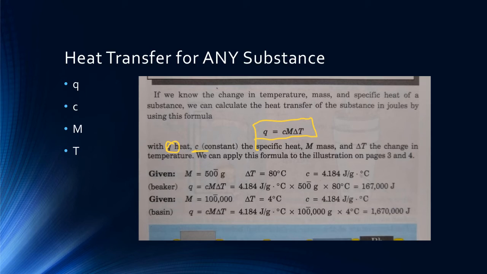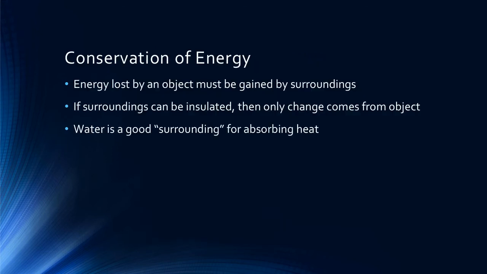1,670,000 joules, whereas the beaker of water, which is about the size of a coffee mug, would be 167,000 joules, even at the higher temperature. So even at the higher temperature, we have less thermal energy, joules, than a basin with a lot more water in it at a lower temperature, 4 degrees Celsius, okay? Just an interesting factoid there, but they're showing how they use that formula to compare the amount of thermal energy.